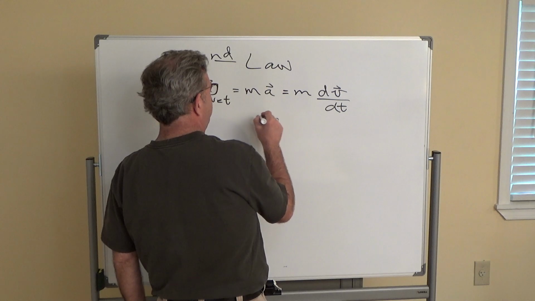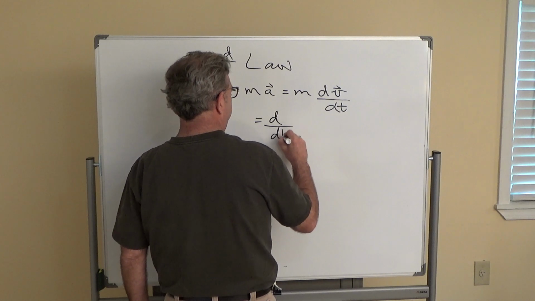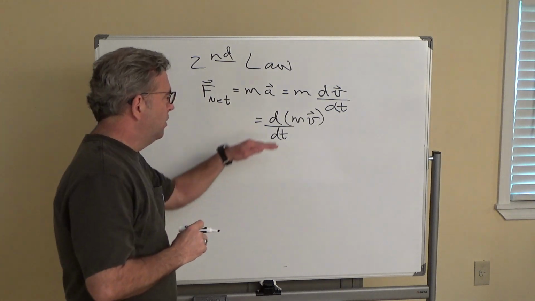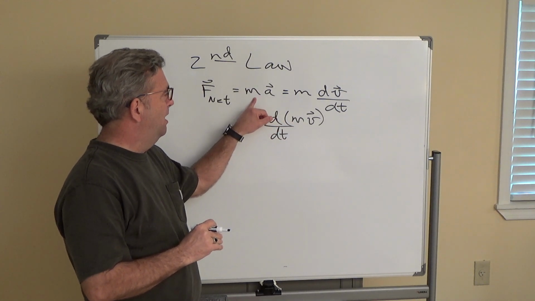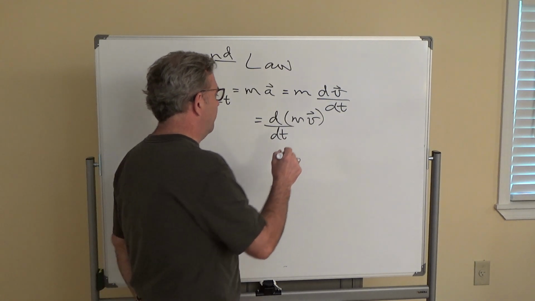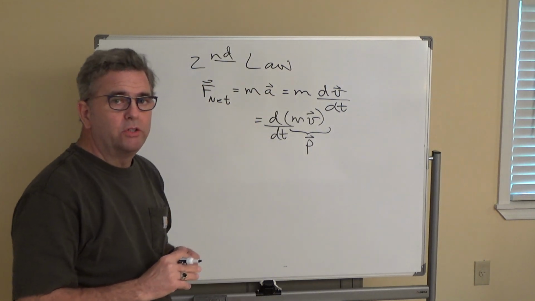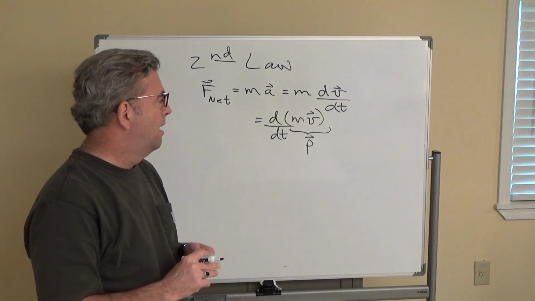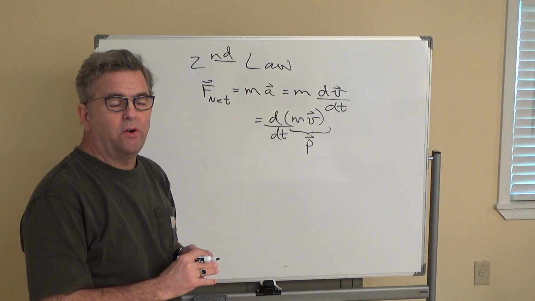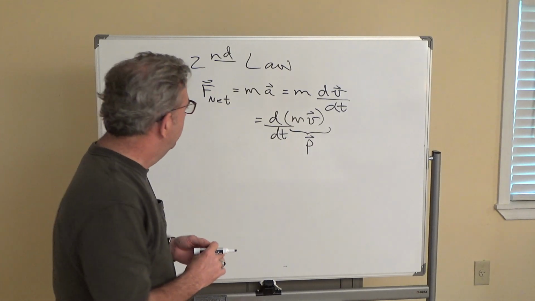Okay, I can rewrite this as the time derivative of mv. So the time derivative of mv is the same as ma. This quantity, mv, is what we call momentum. We usually give it the letter P. I don't know why, but maybe some of you out there could look it up and figure out why we use P. I'm not sure.